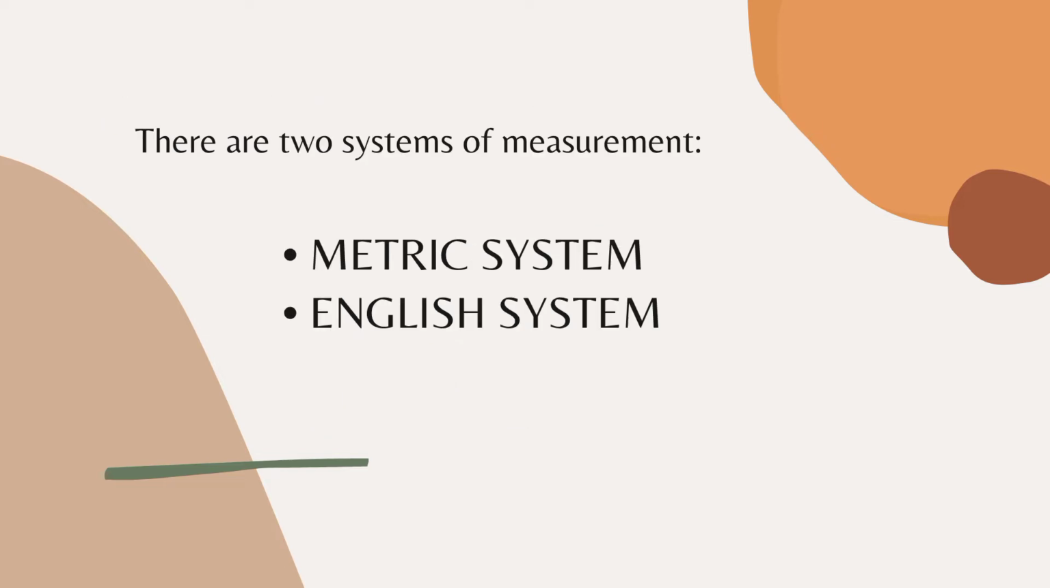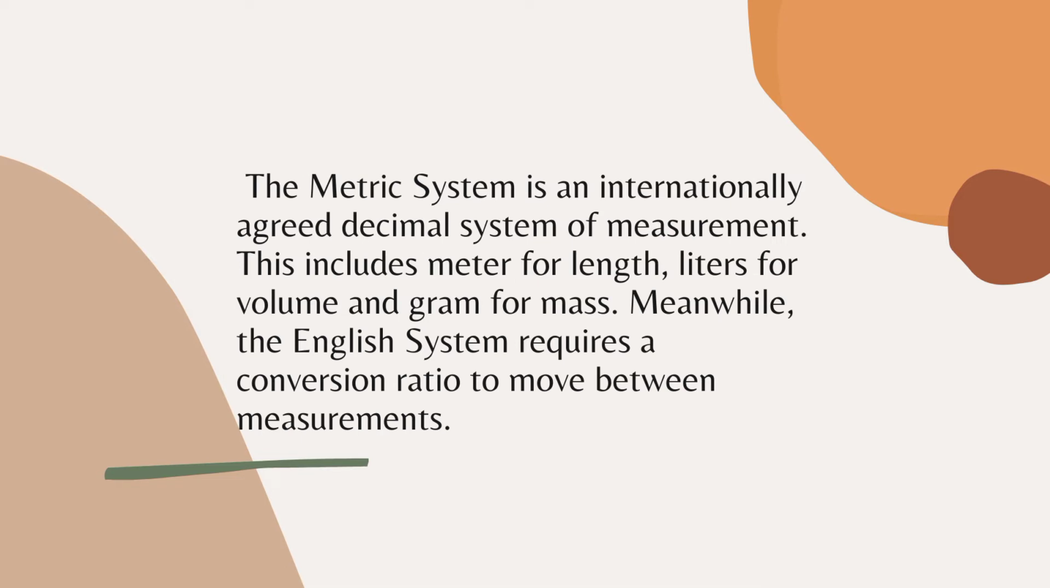There are two systems of measurement, the metric system and the English system. The metric system is an internationally agreed decimal system of measurement. This includes meter for length, liters for volume, and gram for mass. Meanwhile, the English system requires a conversion ratio to move between measurements.